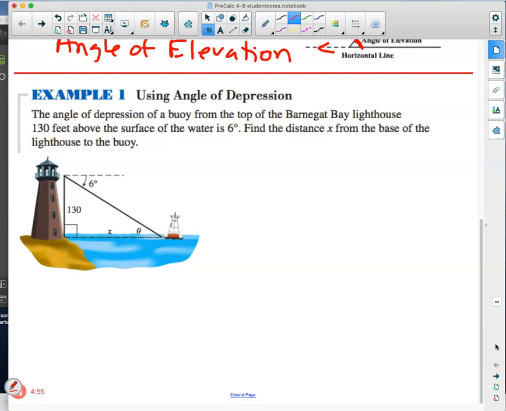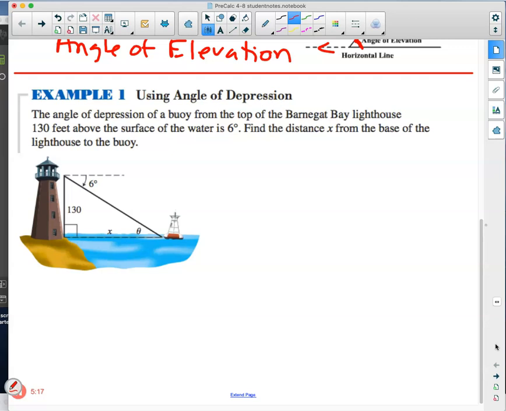Well, here's the lighthouse, here's the buoy, there it is. So this would not be a tough picture to draw, and we could get it all figured out ourselves. Now, I look at this and I think, well, I don't have enough information in that triangle yet to use my right triangle trig. But I've got this little piece of information up here that's 6 degrees.